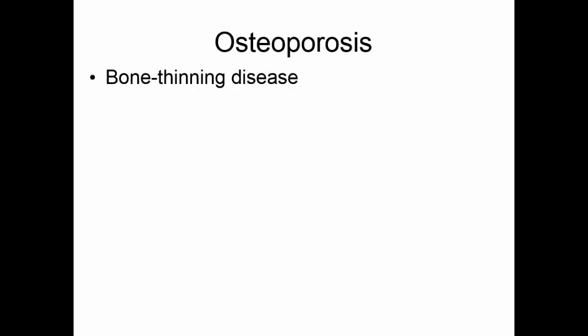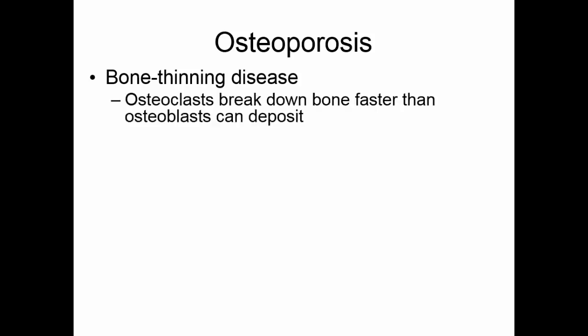Osteoporosis is a bone thinning disease seen in older individuals. Osteoblasts and osteoclasts are constantly working throughout your life. Normally they work at about the same levels, but in osteoporosis, the osteoclasts get ahead of the osteoblasts, so more bone is broken down and less bone is made.